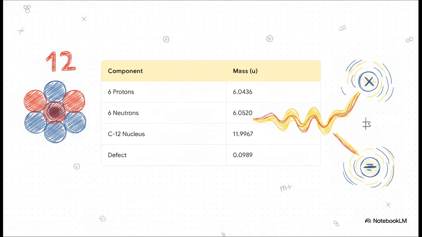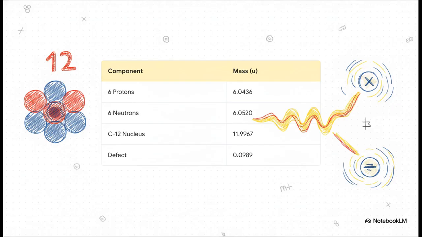This is a classic high-yield example for you guys. A carbon-12 nucleus has 6 protons and 6 neutrons, right? Well, an isolated proton is about 1.007 atomic mass units, and a neutron is around 1.008. If you multiply those out and add them all up, the constituent mass is actually significantly greater than the actual mass of the assembled carbon-12, which is defined exactly as 12 u. Doing the subtraction, that leaves us with a mass defect of 0.0989 u.